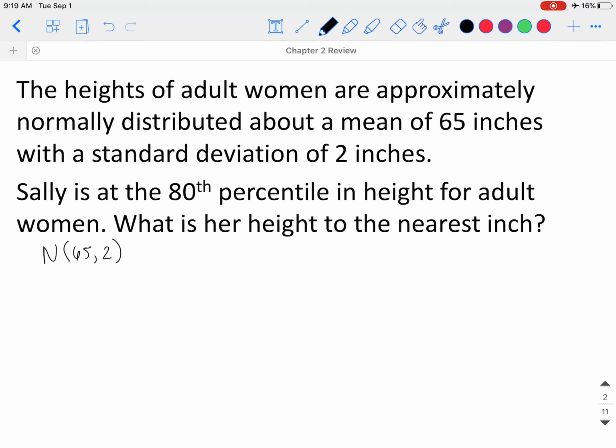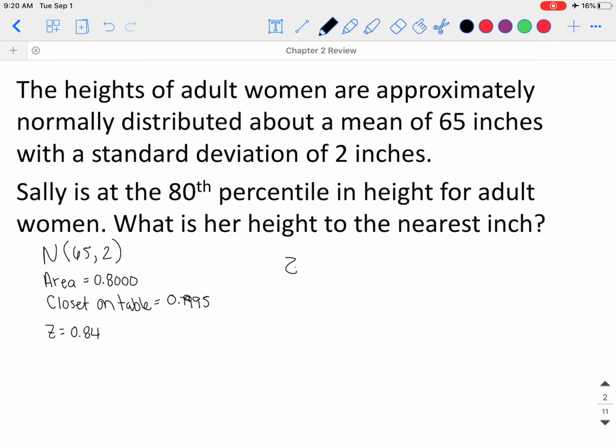Now, if Sally is in the 80th percentile, that means 80% of the women have heights that are less than hers. So the area on the graph to the left of her height would be 0.8000. If you go to your table and try to find an area of 80%, the closest you can find is an area of 0.7995. And the z value that corresponds to that is 0.84.